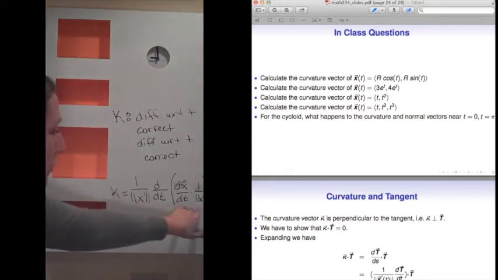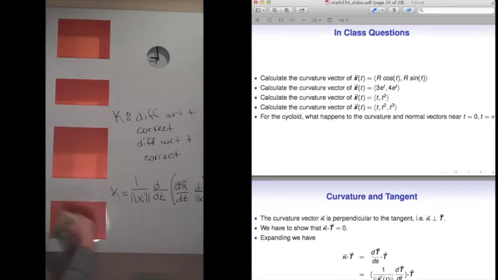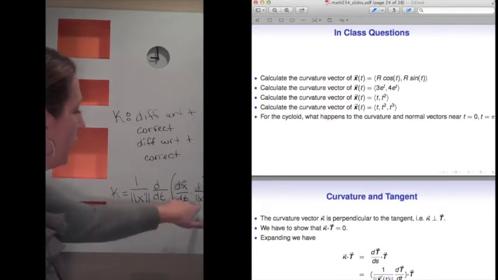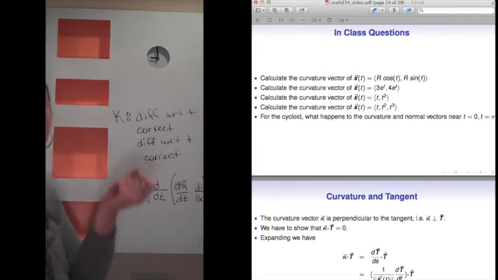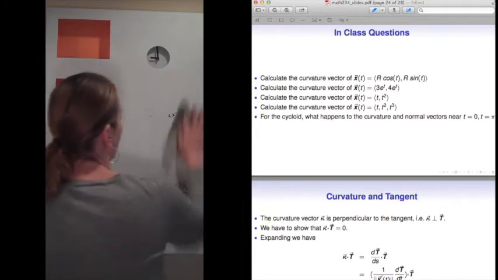What you want to remember is that you're going to differentiate with respect to time, and then apply the correction term, right? And you're going to do this twice. And the correction term basically accounts for the difference between differentiating with respect to arc length and differentiating with respect to time. So some specific examples.